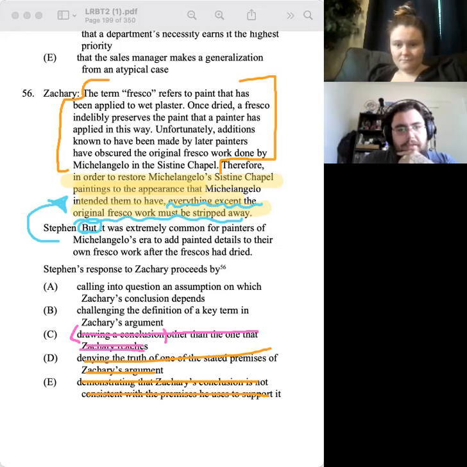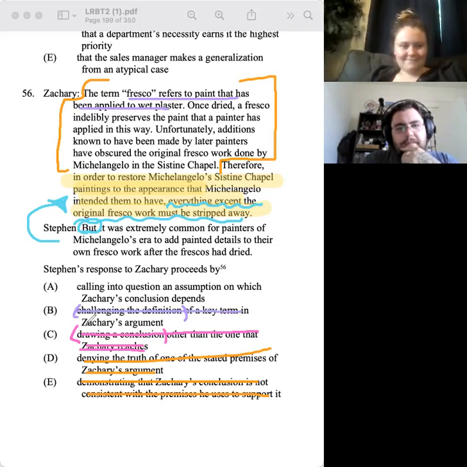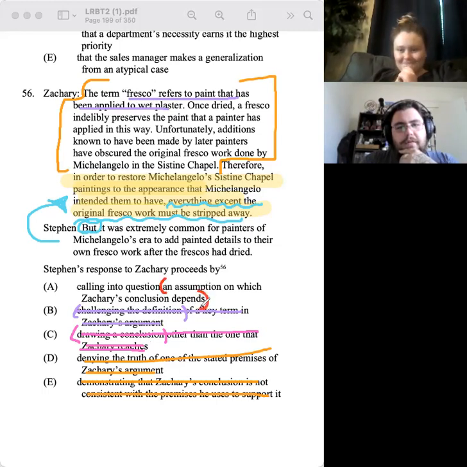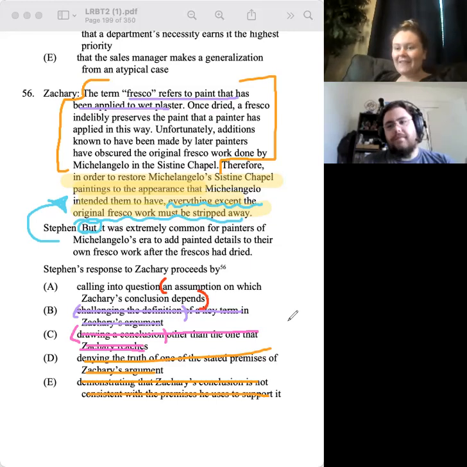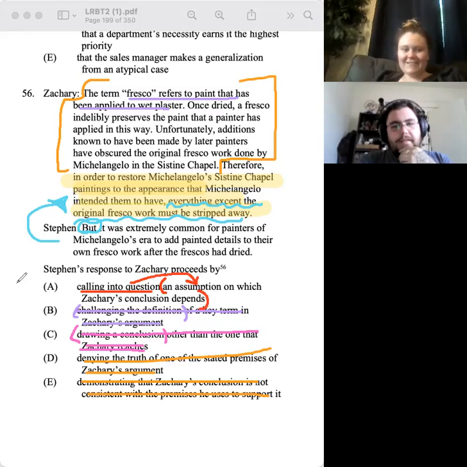And then B, challenging the definition of a key term, doesn't really do that. We would have to say, fresco actually means this. All right, so how can we make A work? Calling into question an assumption. The assumption that Zachary makes is that the additional work on the frescoes was done by other painters after the fact, or at least not Michelangelo, so it's not part of Michelangelo's original body of work. And we're like, hey, how do you just get to assume that? That is what Stephen is doing, and so that's our answer.